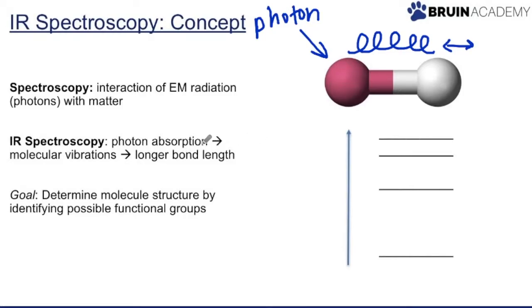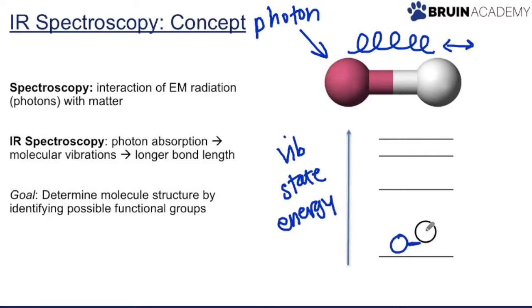The way it works in IR spectroscopy is when a photon gets absorbed by a molecule, this leads to molecular vibrations, which leads to longer bond length. So the more vibrational energy you have, the larger the average increase in bond length of the molecule. This is a diagram showing the energy changes. Let's call this vibrational state energy. And here we have a molecule, our molecule of interest.